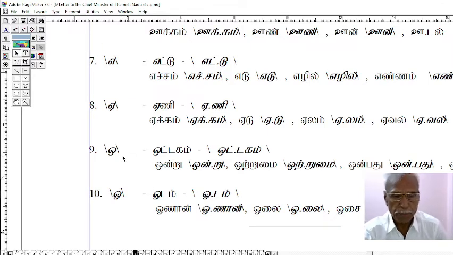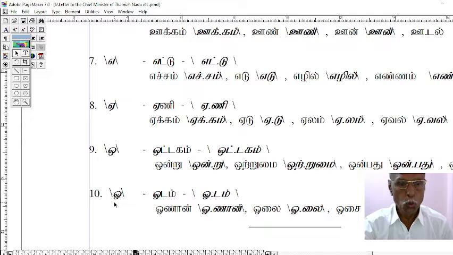The name of the ninth vowel phoneme is O. Example: ஒட்டகம், ஒன்று, ஒற்றுமை, ஒன்பது, ஒருவன். The name of the 10th vowel phoneme is Oo. This is the long form of the short vowel O. Example: ஓடம், ஓணம், ஓலை, ஓசை, ஓவியம்.